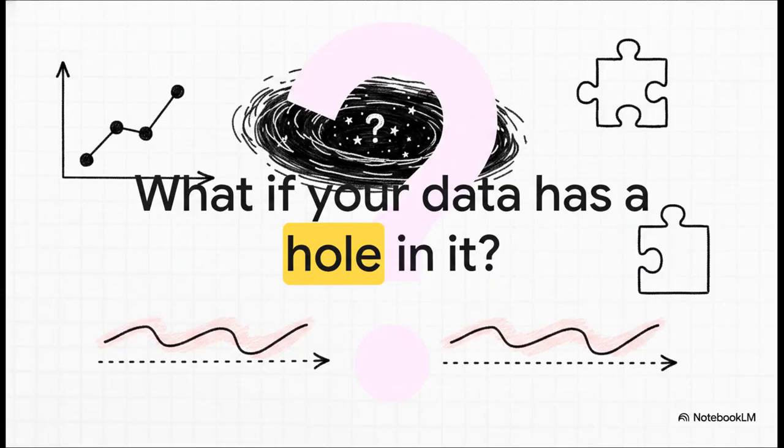So let me just ask you this straight up. What if you're looking at a trend, a pretty clear pattern, but then smack in the middle, a crucial piece of info is just gone, a total blank space in your data? How in the world do you solve that puzzle?